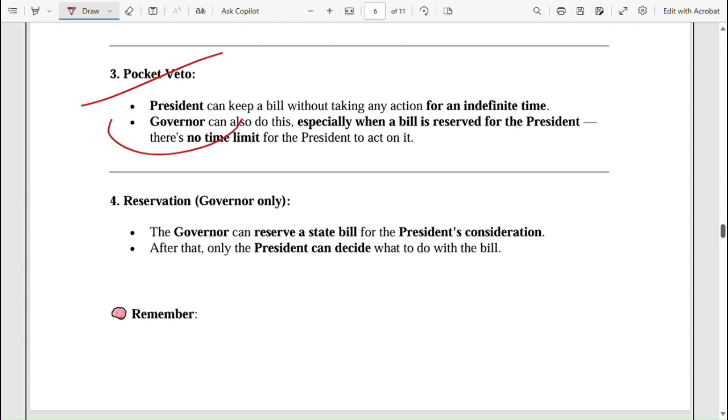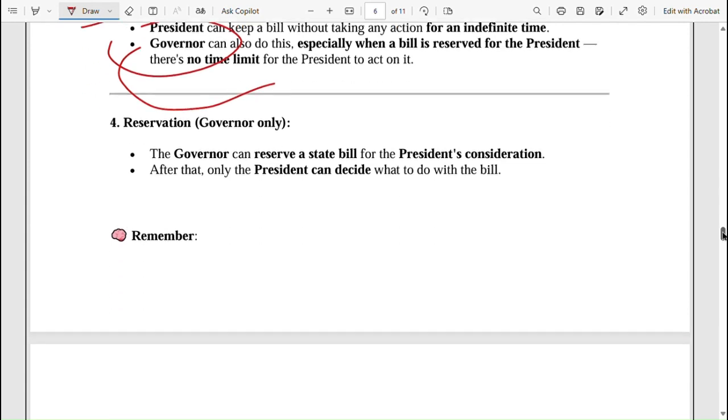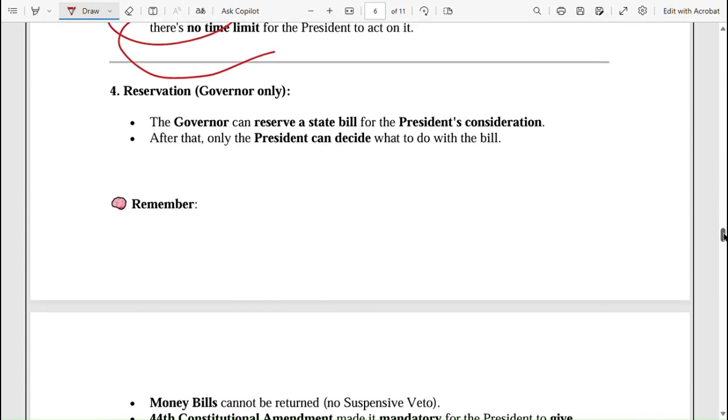Governor can also do this, especially when a bill is reserved for the president. So here the governor will not reserve the bill with himself, he will reserve the bill with the president. Also, for the governor there is no limit, he can reserve it with the president for an unlimited amount of time. So that is called pocket veto.